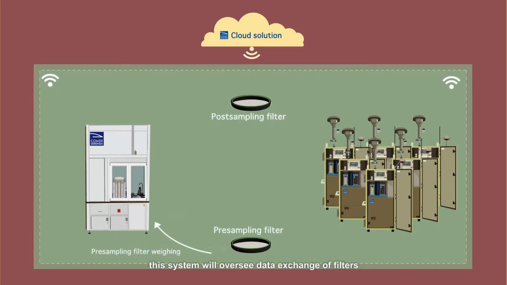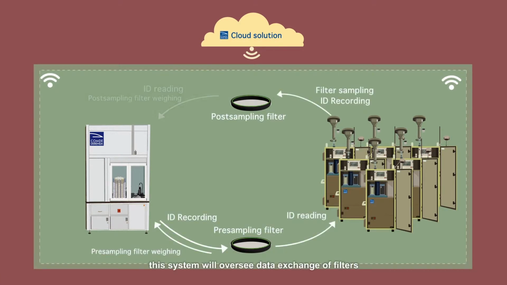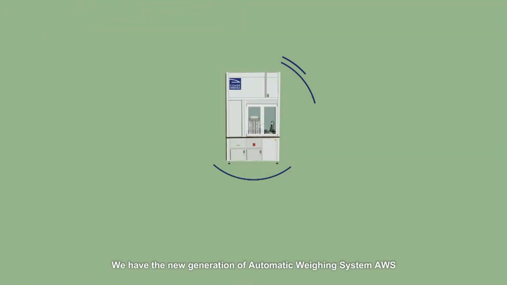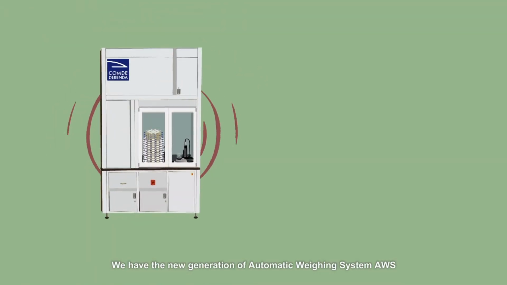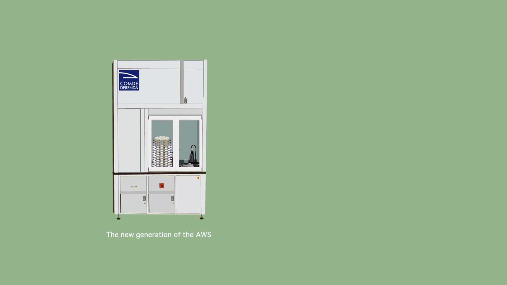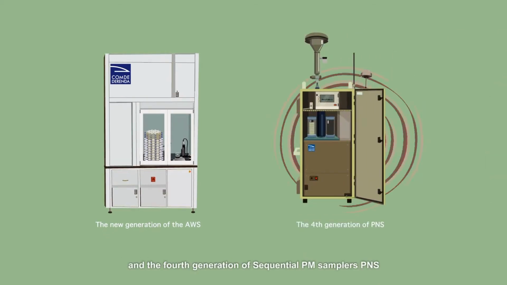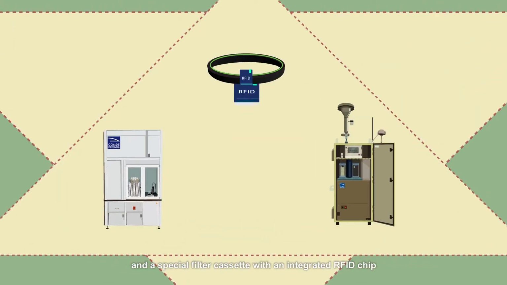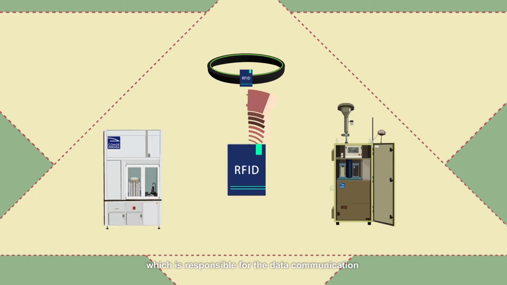Ideally, this system will oversee data exchange of filters, samplers, and weighing system, which is based on the radio frequency identification, also known as RFID. We have the new generation of automatic weighing system, AWS, and the fourth generation of sequential PM samplers, PNS, and a special filter cassette with an integrated RFID chip, which is responsible for the data communication between the two instruments. Now, let's get to know the system.